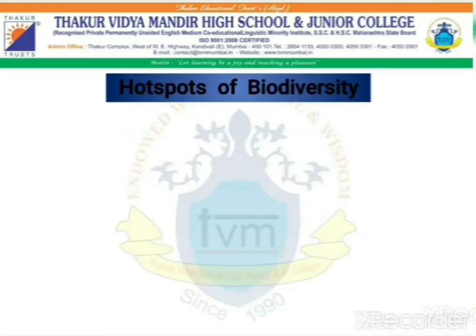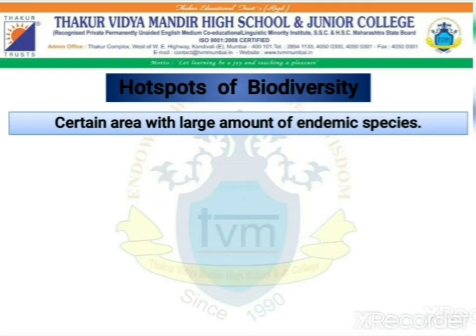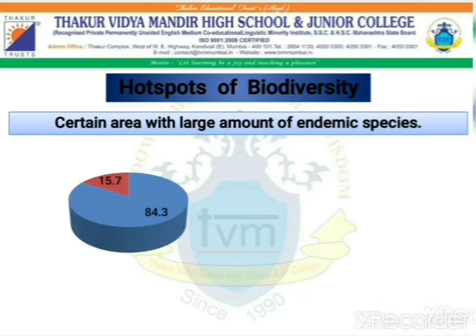Students, starting with the part of hotspots of biodiversity. We have seen about biodiversity. There are certain areas with a large amount of endemic species. Now, endemic species are those species which are found only in certain areas. Such places are called hotspots. There are 34 highly sensitive biodiversity spots reported all over the world.